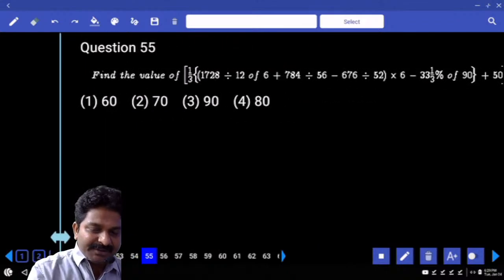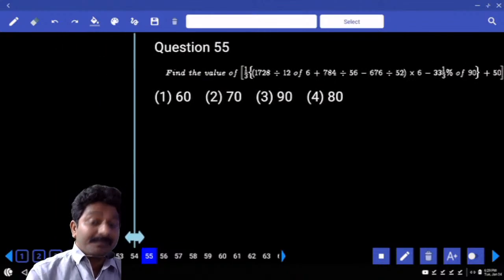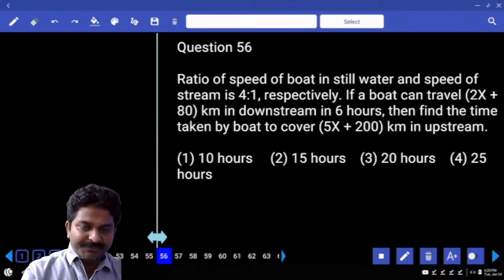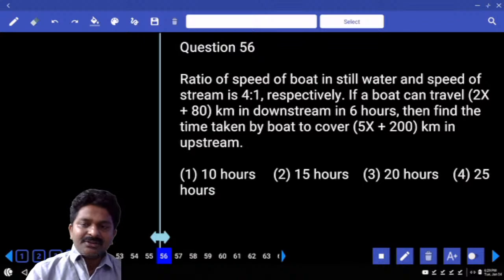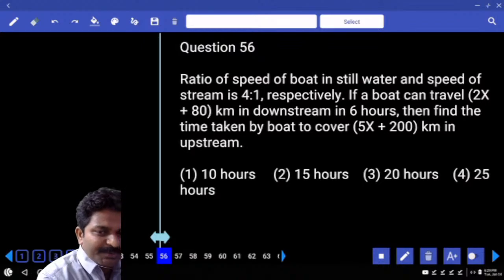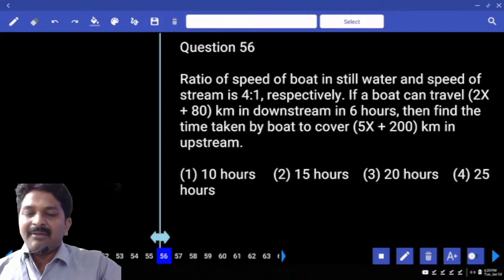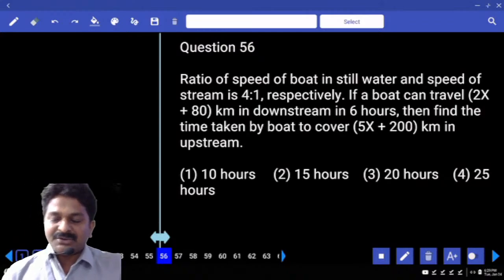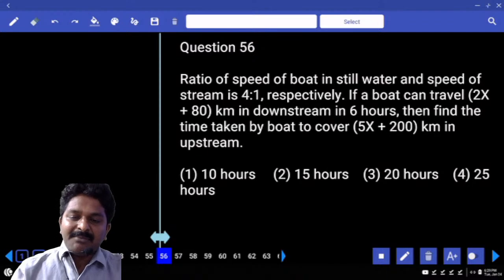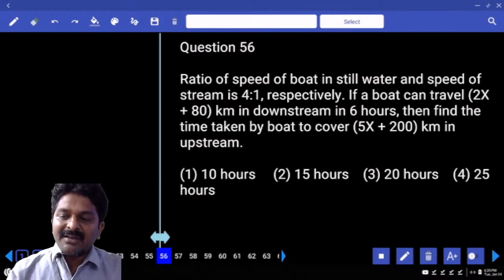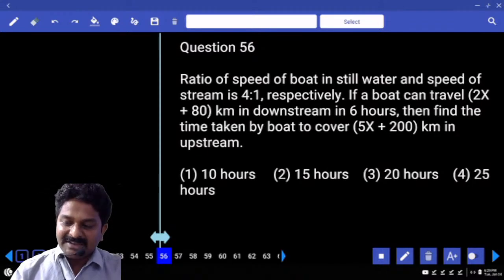You want me to discuss 55? 56. The ratio of speed of boat in still water and speed of the stream is 4:1 respectively. If a boat can travel 2x plus 80 kilometers downstream in 6 hours, then find the time taken by the boat to cover 5x plus 200 kilometers upstream.